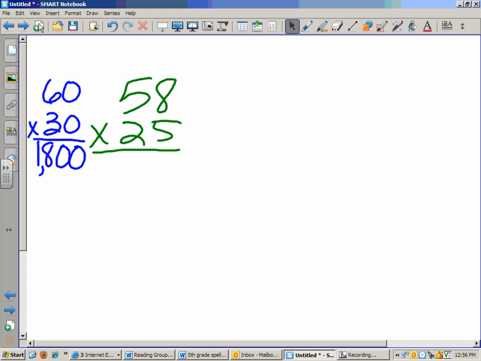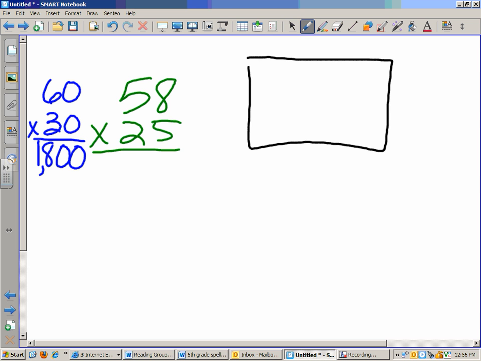All right, to do the rectangle section with this problem, I'm going to make a rectangle, not the prettiest looking thing. Then I'm going to break the rectangle up into its place value. Up here I'm going to have 50 plus 8, and then down below I'll have 20 plus 5. Now I can start looking at it piece by piece.